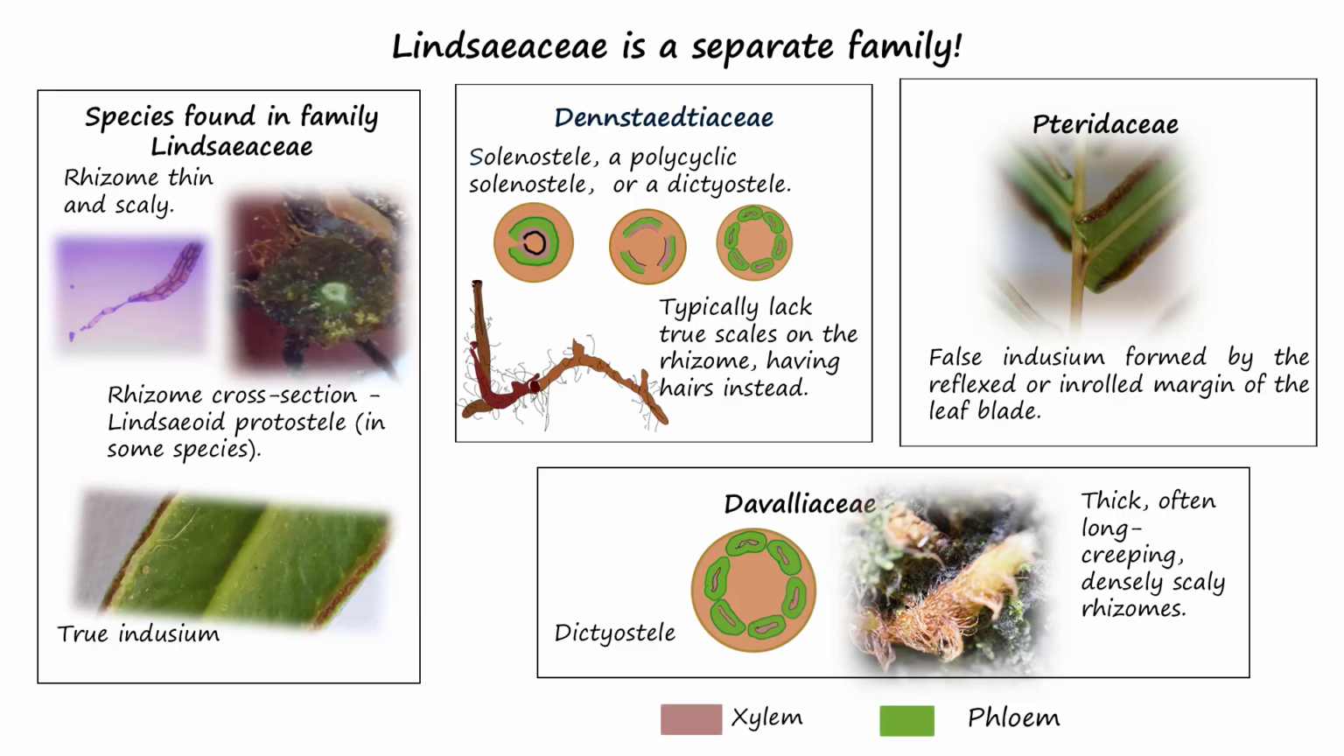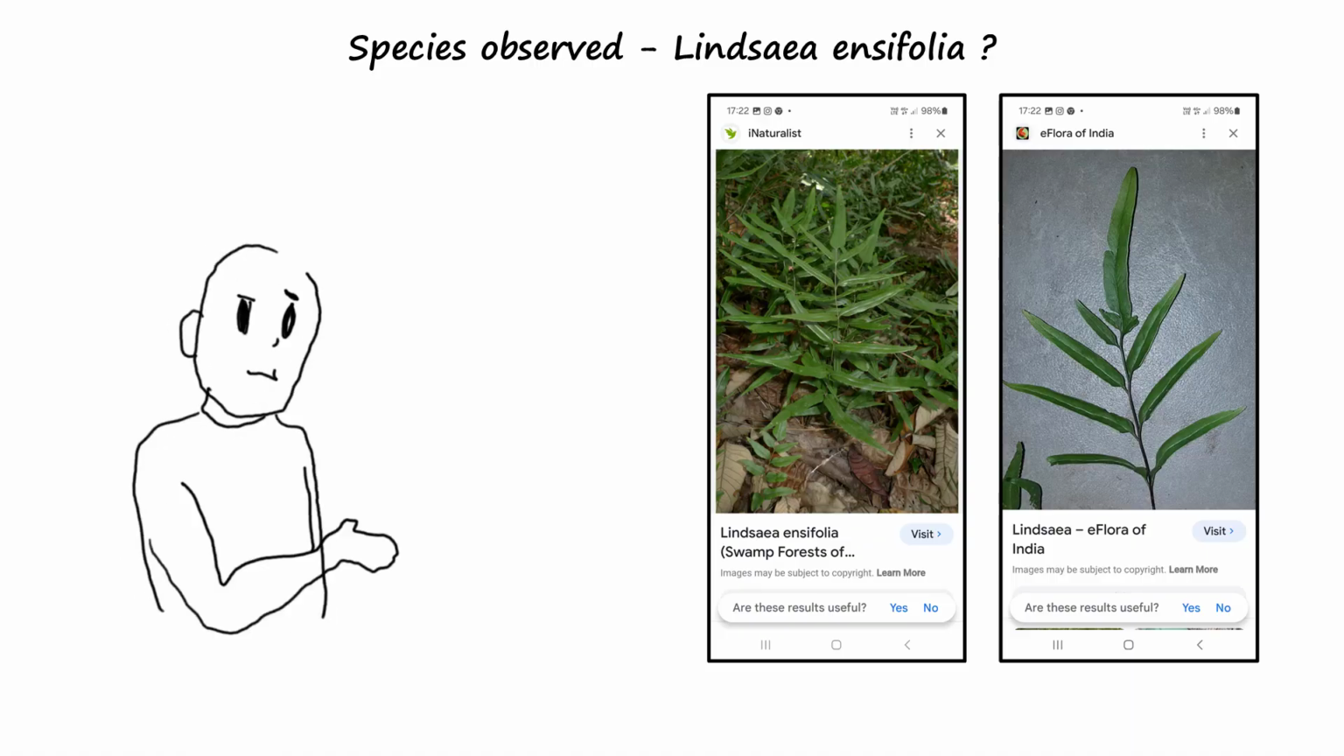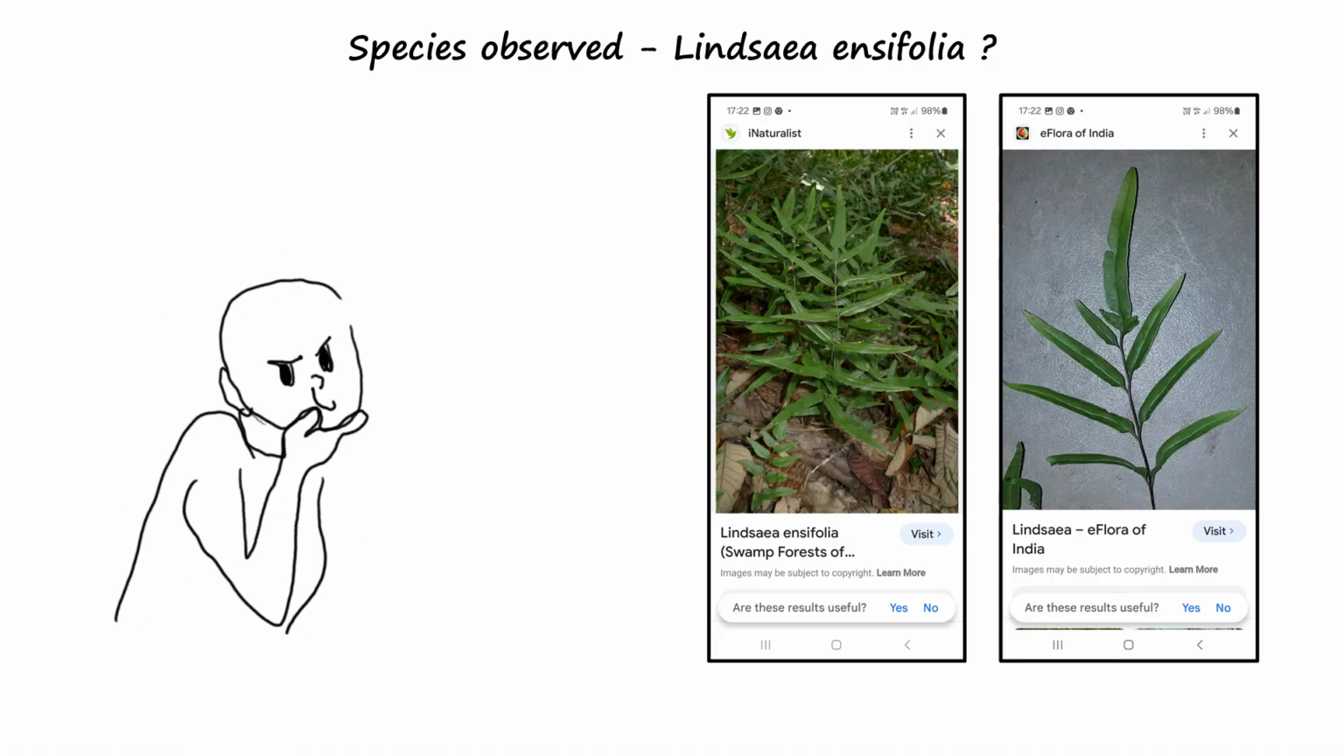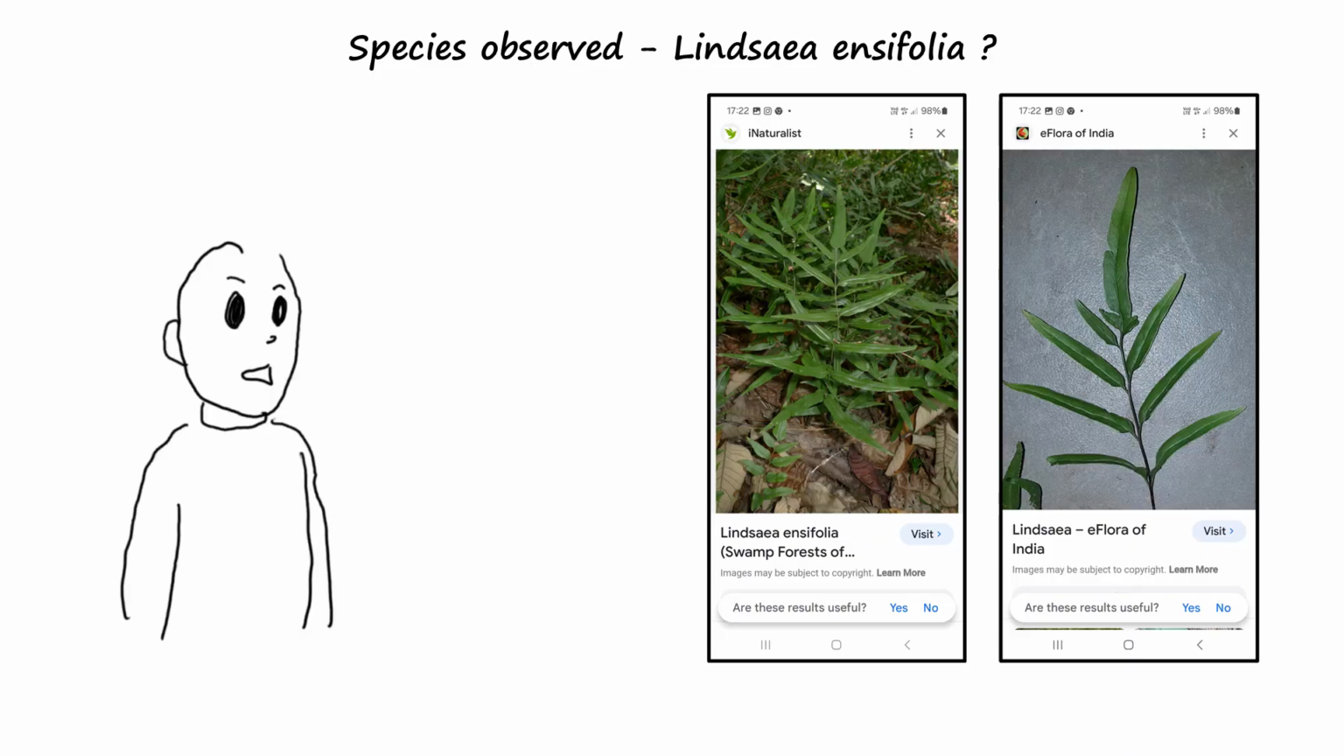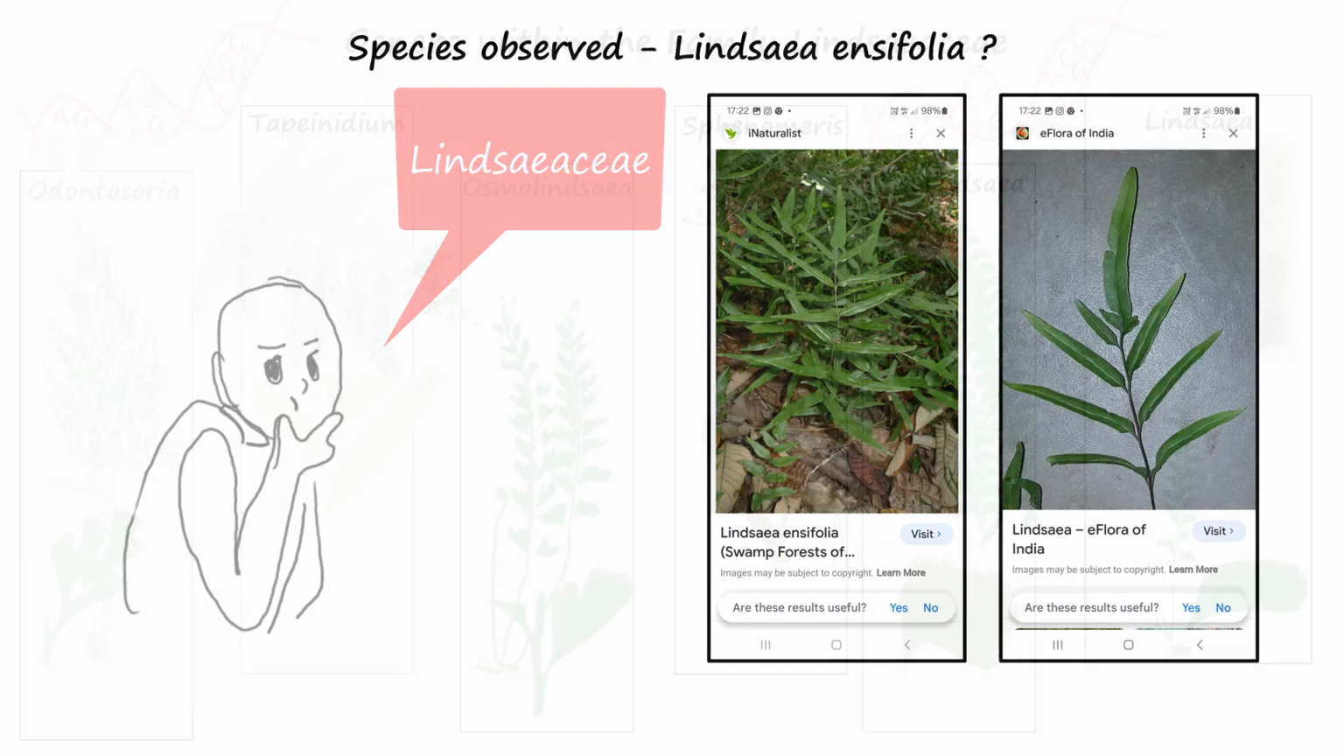I also discovered other characters that distinguished the Lindsaeaceae family from those fern families with superficially similar appearances. Unlike Lindsaeaceae, Dennstaedtiaceae often have hairs instead of true scales. Davalliaceae have thick, extremely scaly rhizomes, and Pteridaceae are known for their false indusia. So such details further support classifying my sampled species as belonging to the Lindsaeaceae family.